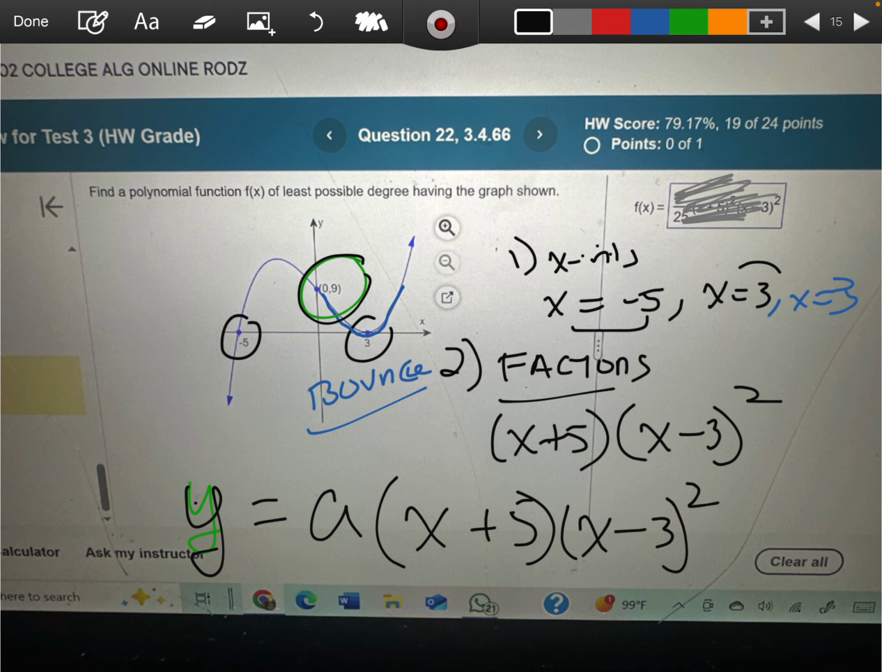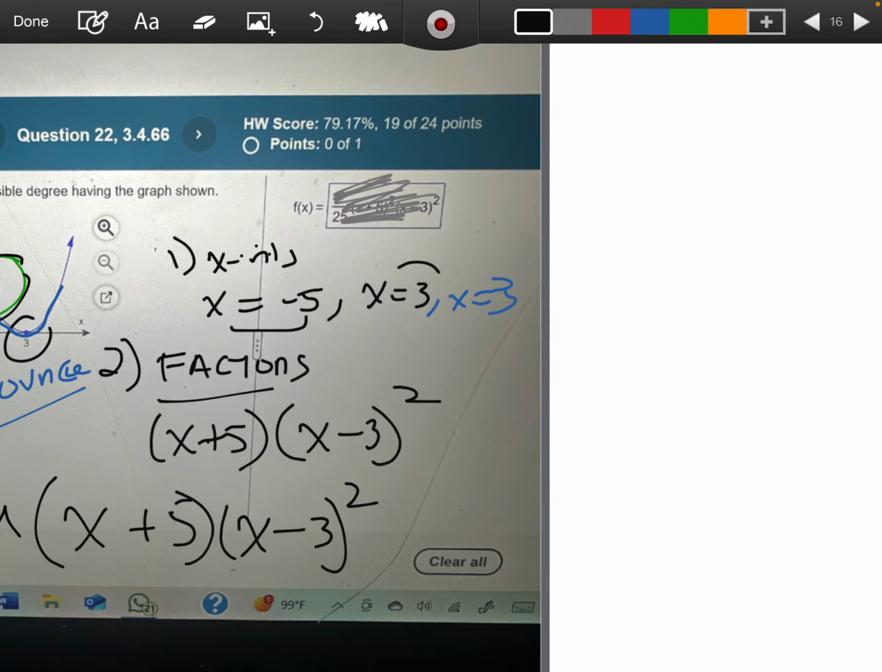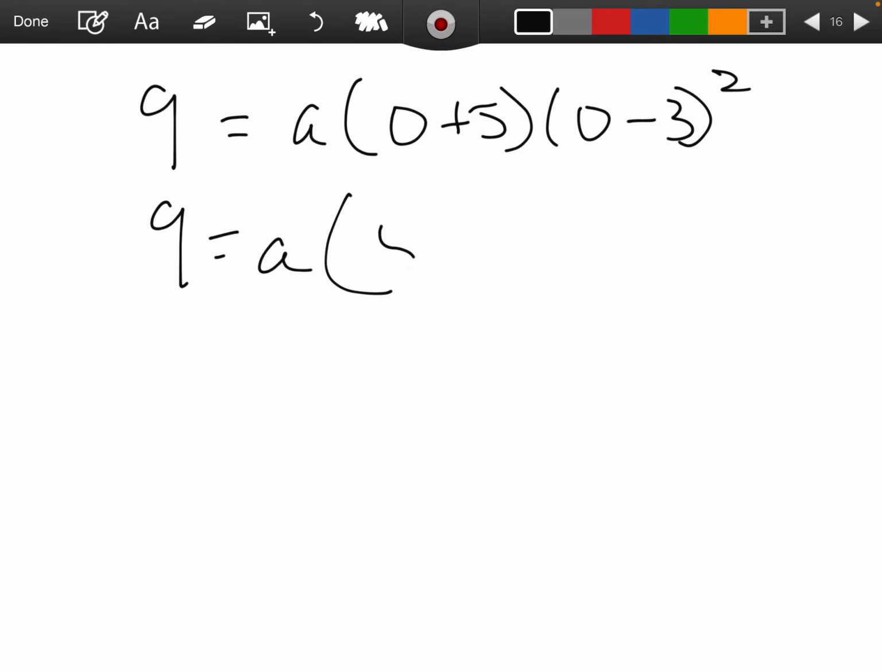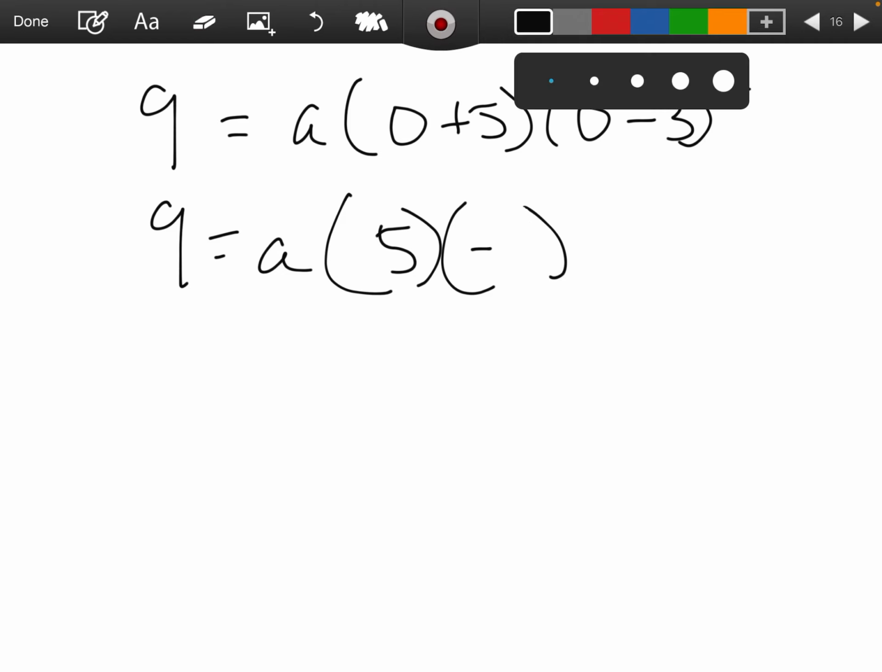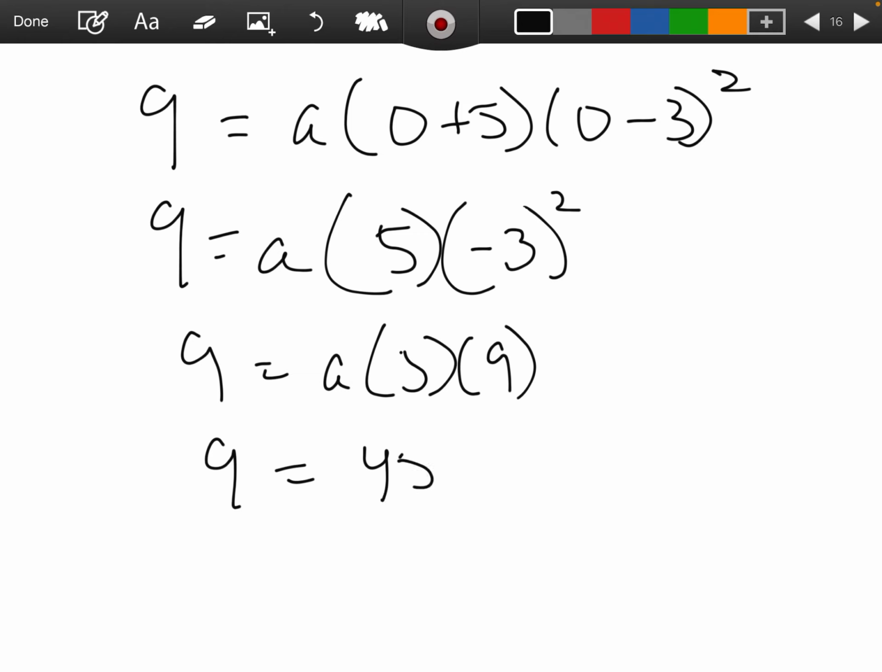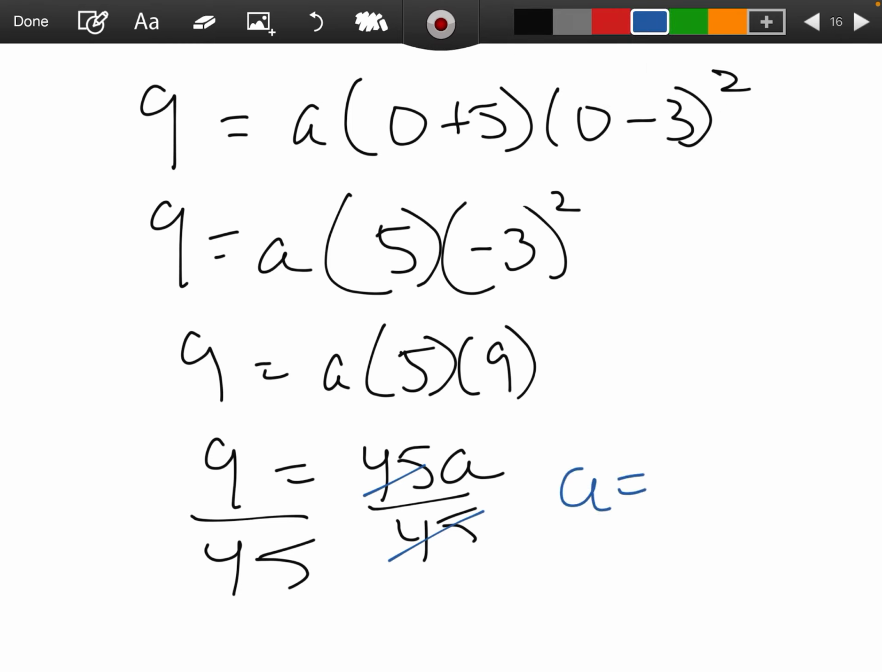Everywhere we have an x, we're going to put a 0. Everywhere we have a y, we're going to put a 9. So look, let's see what happens. y is 9. Everywhere we had an x, we put a 0. Don't forget my squared. Okay. 0 plus 5 is 5. That's a negative 3. But it's going to be squared. And when we square negative 3, y'all, that's a positive 9. So this is a 45a. So if we divide by 45, again, y'all, because 5 times 9 is 45, right? We're going to get a to be 1 over 5, okay?